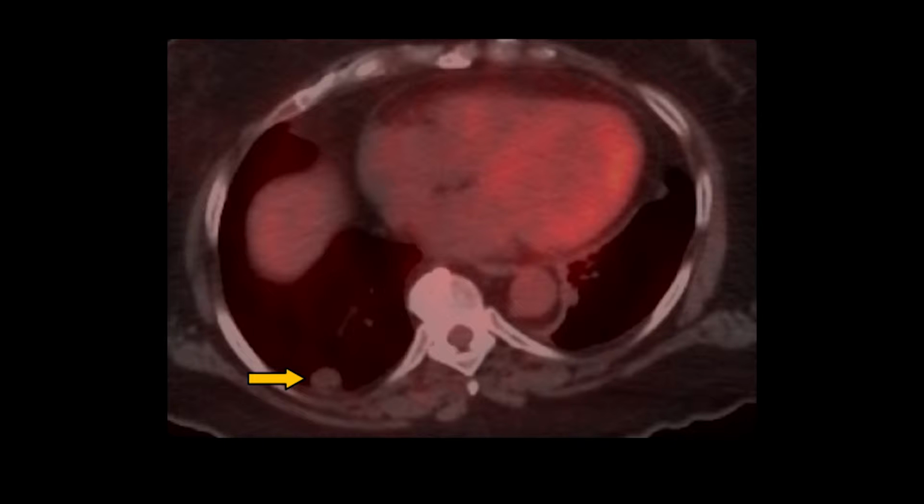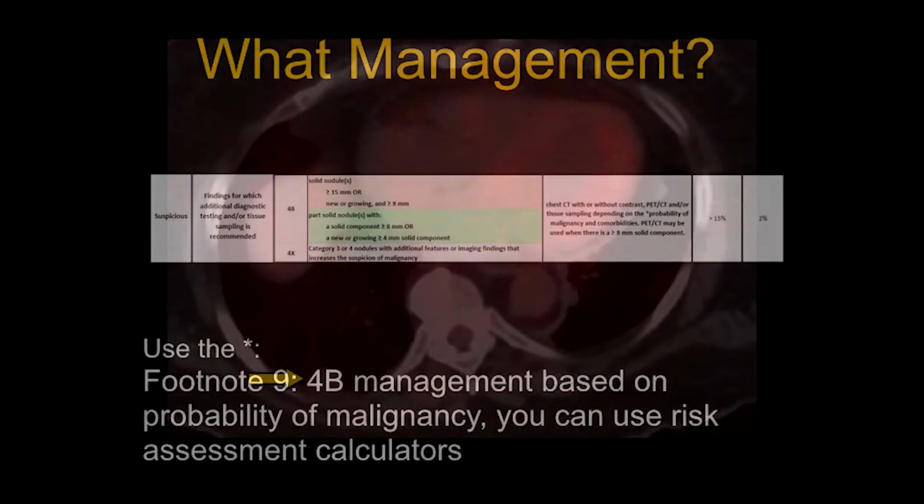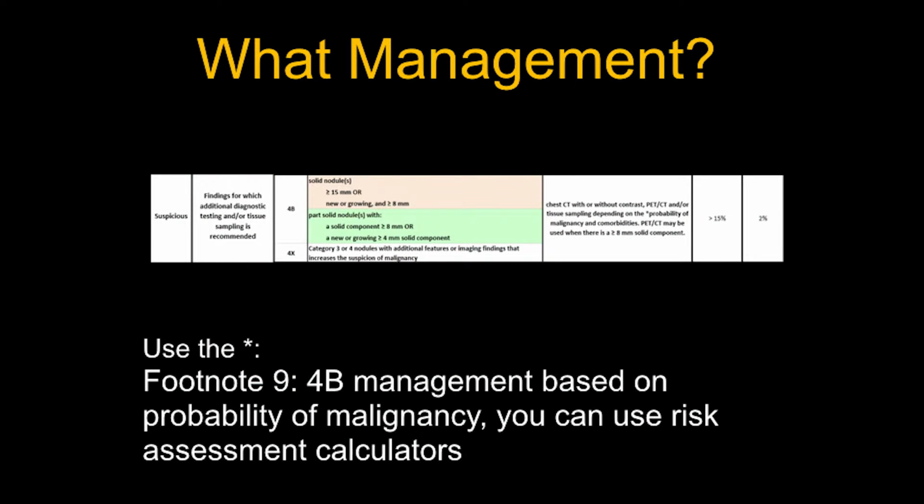There is also something that, this is a PET CT that was done. Of course, it was negative, not really necessary, very expensive. In the meantime, you have a little thing right here next to the 4B category, which means the recommendations that you can give: chest CT with or without contrast, a PET CT, or tissue sampling depending on the probability of malignancy. And if you go down to the very tiny notes at the end of Lung-RADS, it says that you can give management based off your probability of malignancy.